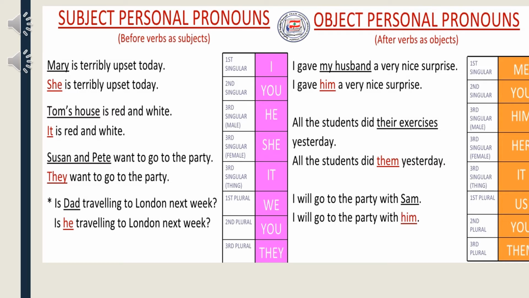I will go to the party with Sam. I will go to the party with him. Him is an object pronoun that replaces Sam and came after the verb.